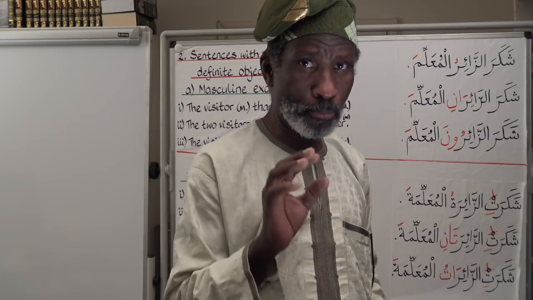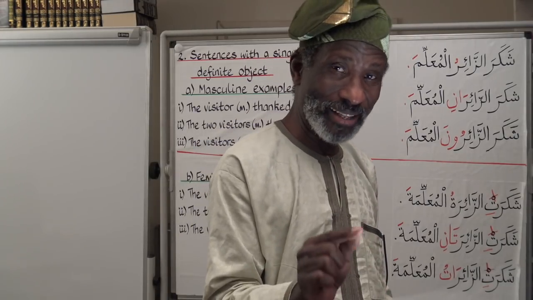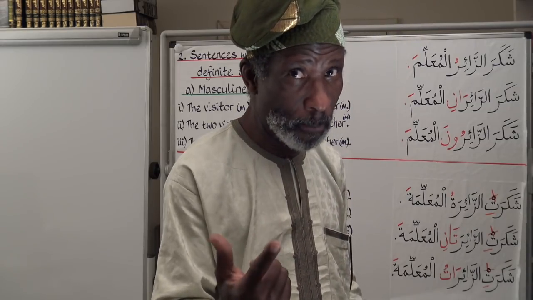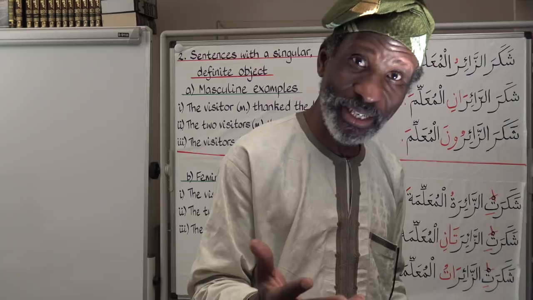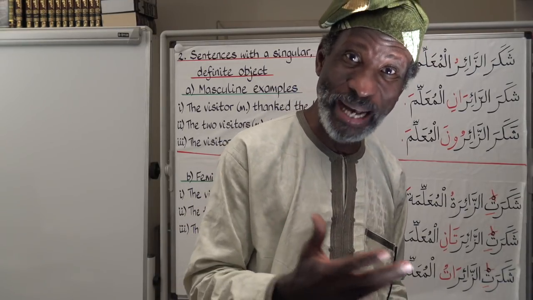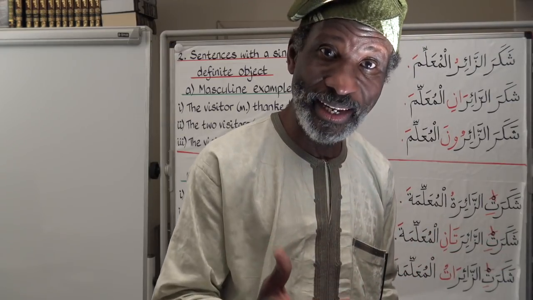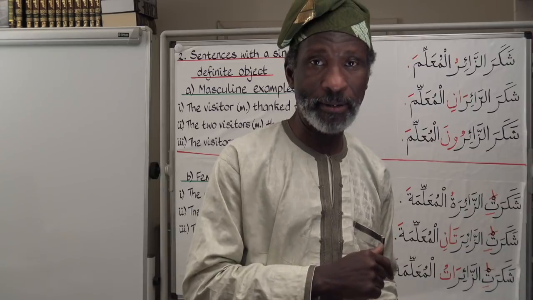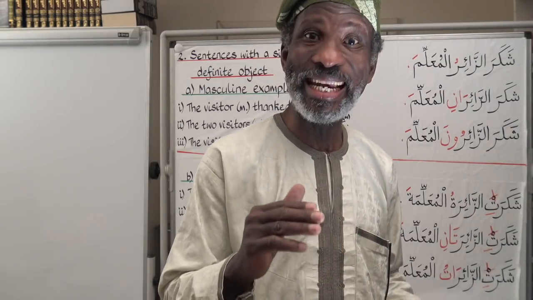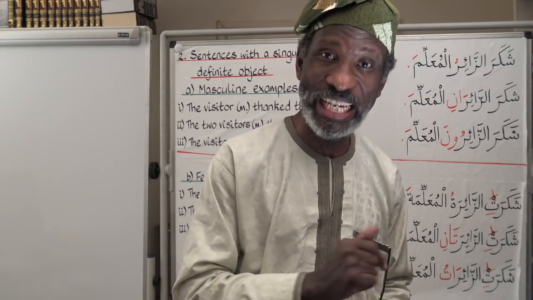But what is important here is the case ending. Note the case ending that the subject is carrying. When it's singular, it's dhamma, and when it's dual, it's an ending, and when it is plural for masculine, it is una ending, and when it's plural for feminine, it is atun ending. That is what is very important. Now, let's move to the next section. We're still on page 18.